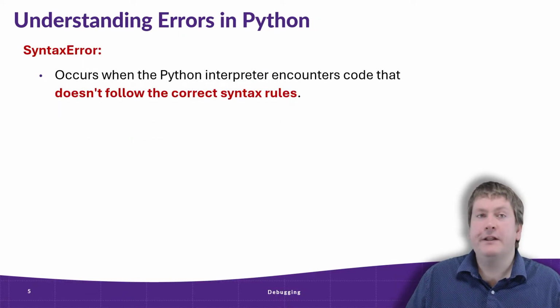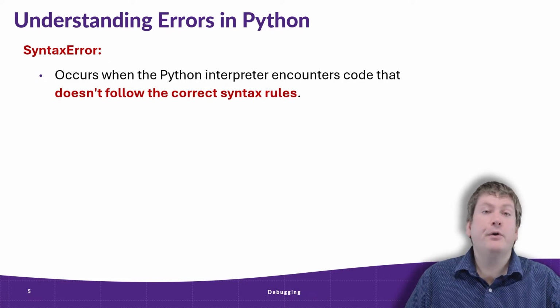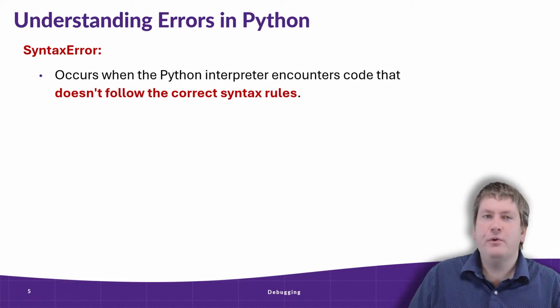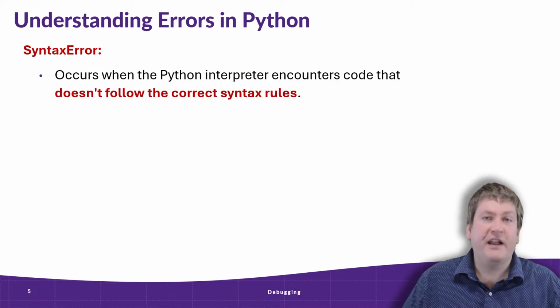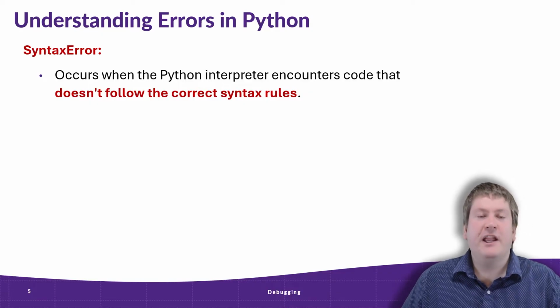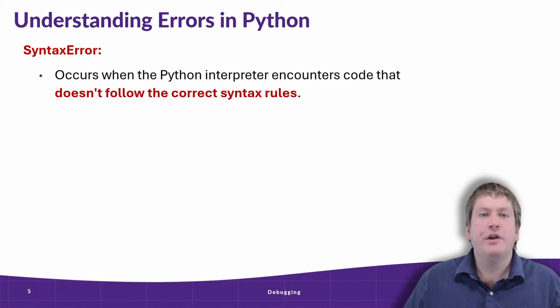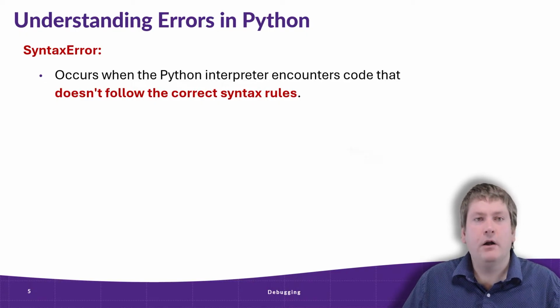Another common error you're likely to come across in Python are syntax errors. These occur when the Python interpreter encounters code that doesn't follow the correct syntax or rules. This can be really subtle things, such as forgetting parentheses, braces, brackets, as well as forgetting quotes in strings, things like that where you're getting the syntax of the language wrong.